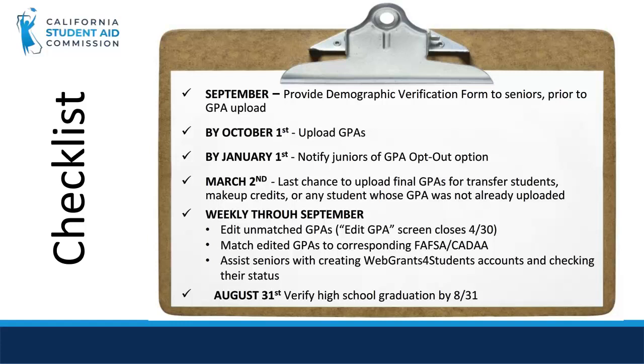The matching editing process can begin 24 hours after GPAs have been uploaded for students who have submitted their FAFSA or DREAM Act application. The matching process can continue after the March 2nd deadline through the end of September. It is the high school's responsibility to upload, edit, and match GPAs and verify the high school graduation of students who do not self-certify via their WebGrants for Students portal. To view GPA reports, you will need WebGrants access. The forms to request access are on our website.